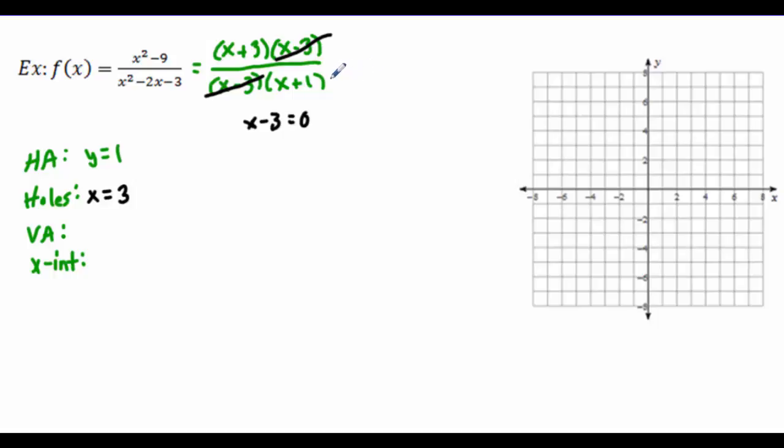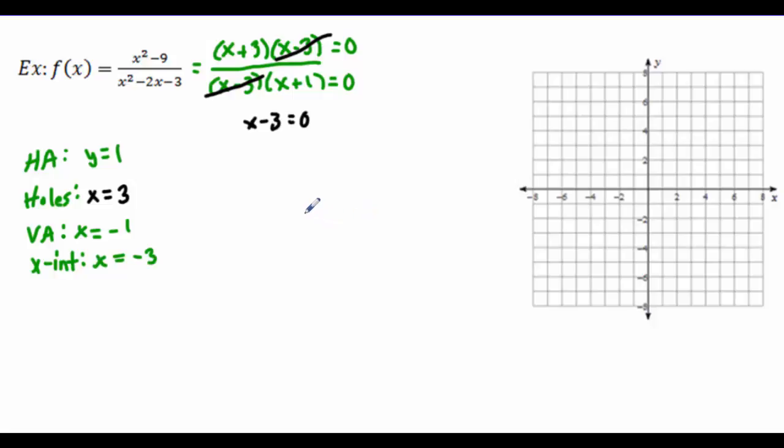Our vertical asymptotes are where the bottom equals 0. So the x equals 3 from the hole only goes in this hole spot. So my vertical asymptote, I only have 1 at the part that didn't cancel. So I have a vertical asymptote at x equals -1. The top equal to 0 is my x-intercepts, and so I only have 1 x-intercept at x equals -3.